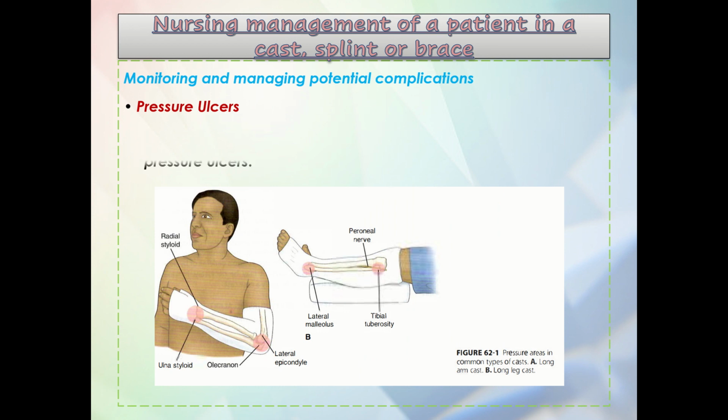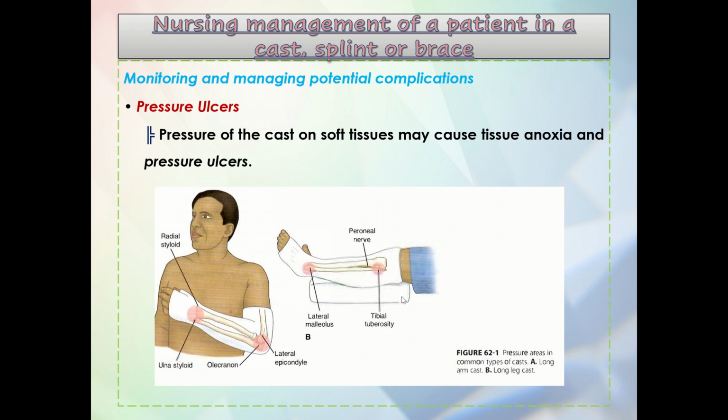Next, we have pressure ulcers. So pressure of the cast on soft tissue may cause tissue anoxia and pressure ulcer. So in this picture, pinapakita lang yung mga common points or common areas kung saan pwede magkaroon ng pressure ulcer because itong mga area na to are bony prominences, meaning yan yung mga bones talaga na protruding sa atin. So definitely, pwede magkaroon ng pressure ulcer sa mga parts na to.